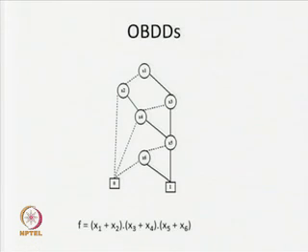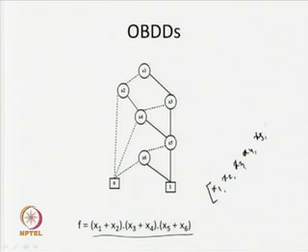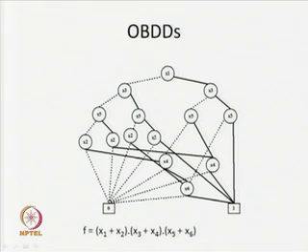Just see, this is the BDD I have drawn. This is the same function with x1, x2, x3, x4, x5, x6, and the variable ordering is x1, x2, x3, x4, x5, x6. In this particular case I get this BDD, with 6 non-terminal nodes and 2 terminal nodes. Now, if I change the variable ordering, then we get this other representation of the BDD.